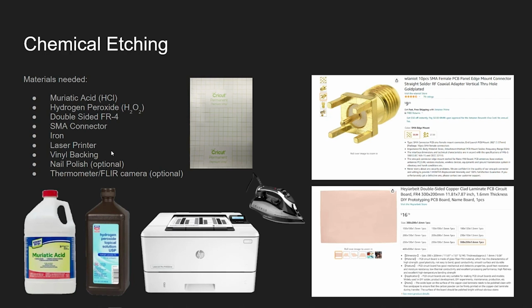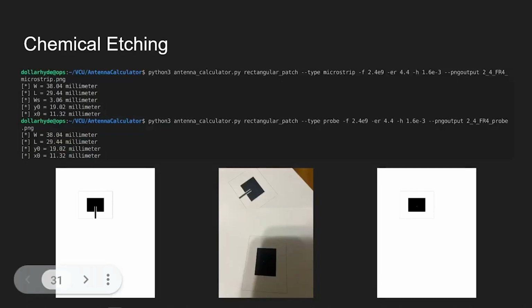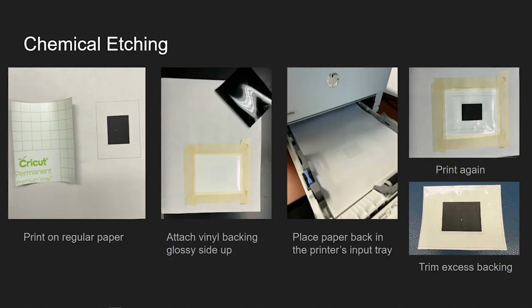The materials needed for this method are muriatic acid, hydrogen peroxide, double-sided FR4, SMA connector, iron, laser printer, vinyl backing, and optionally nail polish and a thermometer or thermal camera. The first step is to use the antenna calculator with PNG output in the same way we have just used it before. The patch is first printed on regular paper, then the vinyl piece is removed from the backing, and the backing is attached glossy side up with masking tape where the antenna was printed.